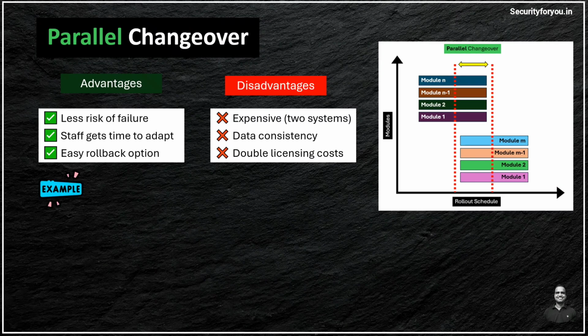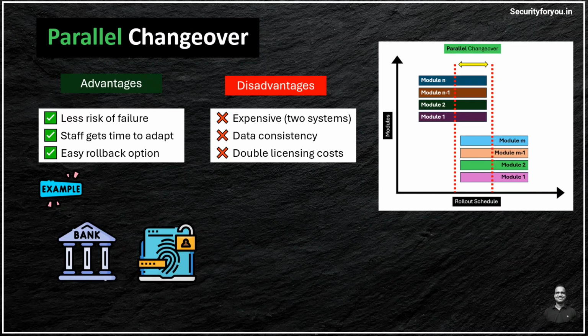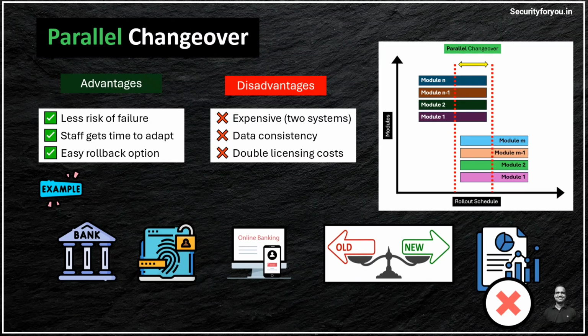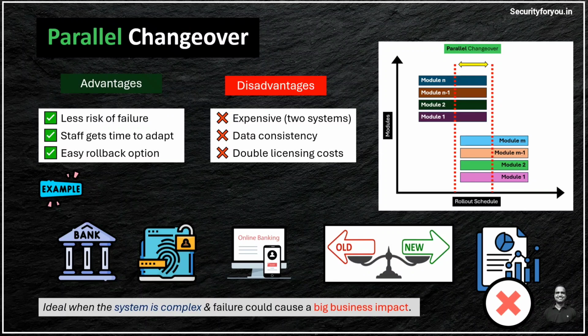Let's take an example. Imagine a bank implementing a new authentication system. Because login affects every customer and employee, running both systems together ensures the old one is available in case of a problem, right? But for something small like a report generation tool, this might not be necessary. So, parallel changeover is ideal when the system is complex and any failure could cause a big business impact, right?